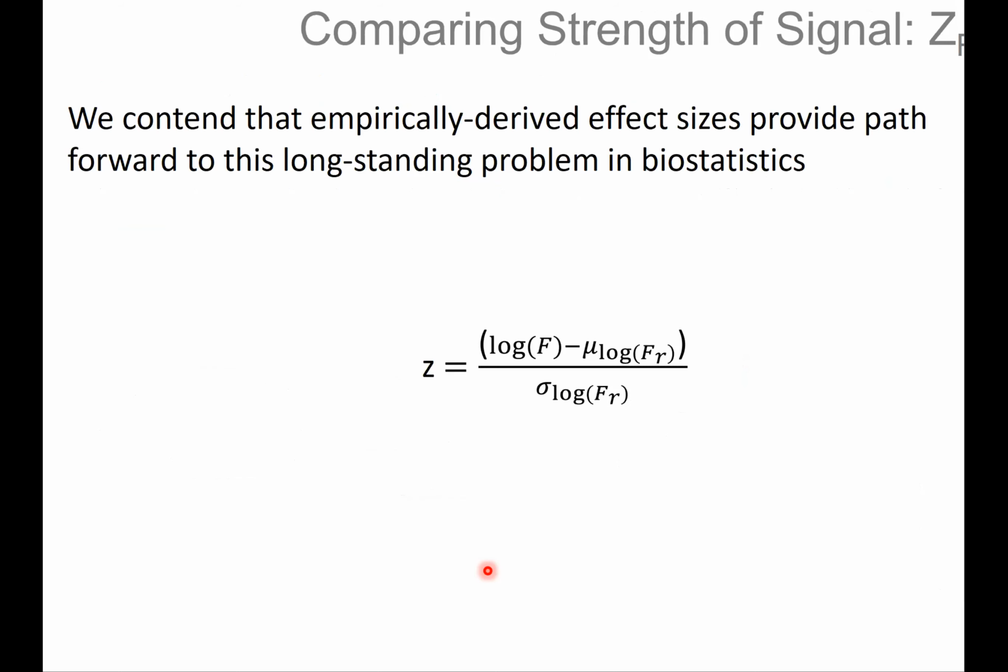So what I am basically contending here at the end is that using an empirically derived effect size, a z-score from proper permutation procedures, provides an analytical path forward to a very long-standing problem in biostatistics, which is how do we compare the strength of signal across data sets in some reasonable fashion? And yes, I know we do have some tools that let us do that in some contexts, but it's hardly a universal tool, and it certainly fails when we hit a multivariate and high dimensional problem.